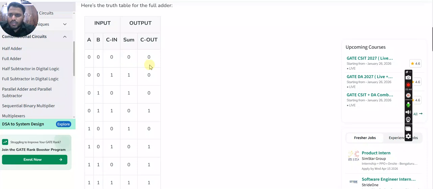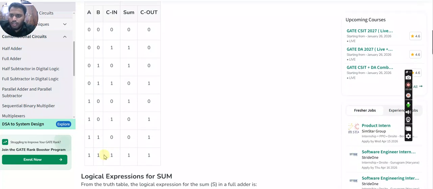So what is sum? Sum is basically the XOR. 0 XOR 0 is 0, 0 XOR 0 is 0, so 0. 0 XOR 0 is 0, 0 XOR 1 is 1, so 1. 0 XOR 1 is 1, 1 XOR 0 is 1, so 1 here. 0 XOR 1 is 1, 1 XOR 1 is 0, so 0 here. 1 XOR 0 is 1, 1 XOR 0 is 1, so 1 here. 1 XOR 0 is 1, 1 XOR 1 is 0, so 0 here. 1 XOR 1 is 0, 0 XOR 0 is 0, so 0 here. 1 XOR 1 is 0, 0 XOR 1 is 1, so 1 here.